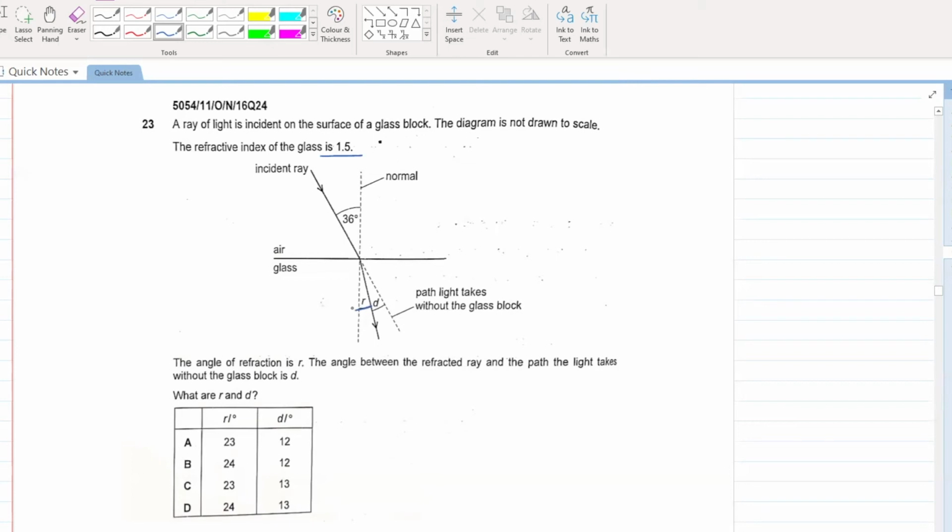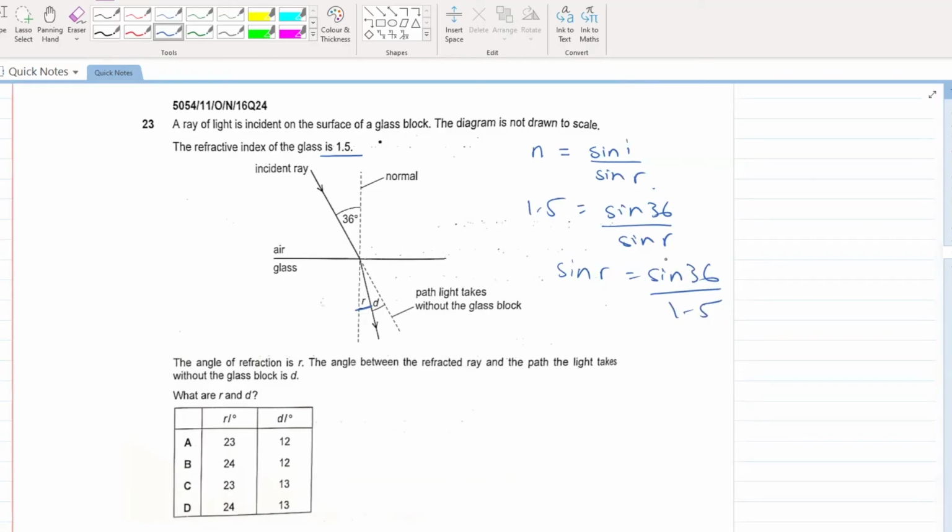How will we do that? Very easy. We know that the refractive index of the second medium is equal to sine I over sine R. What is n? 1.5. What is sine I? 36. What is sine R? We don't know. So sine R is equal to sine 36 divided by 1.5. Taking the sine inverse, this comes out to be 23 degrees. R is equal to 23 degrees.